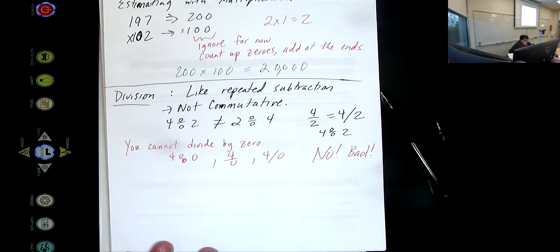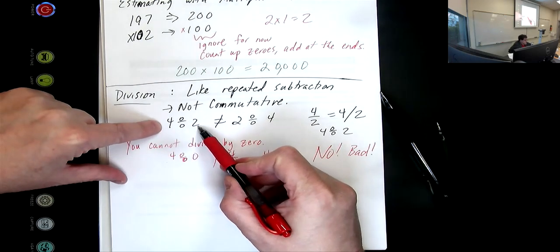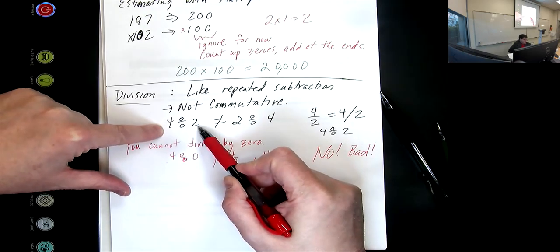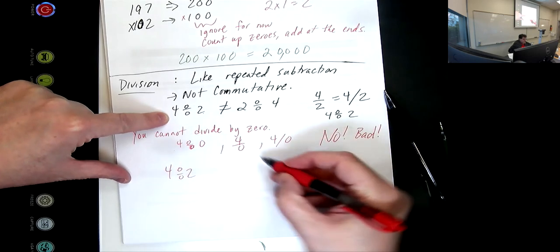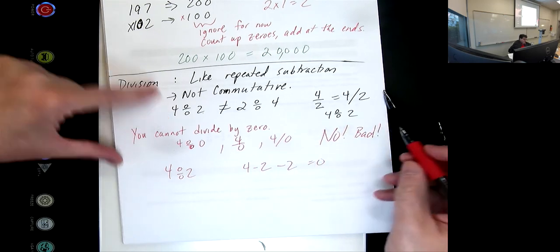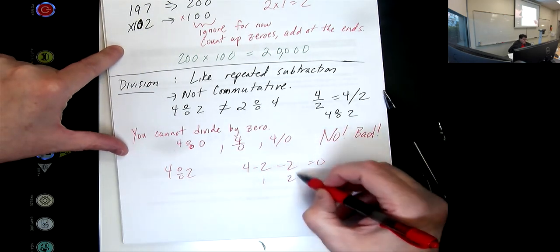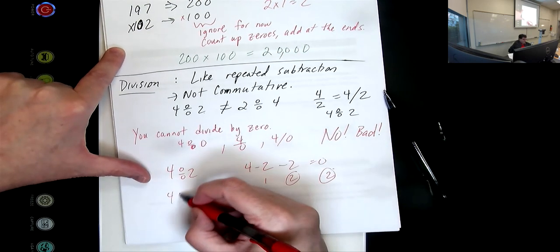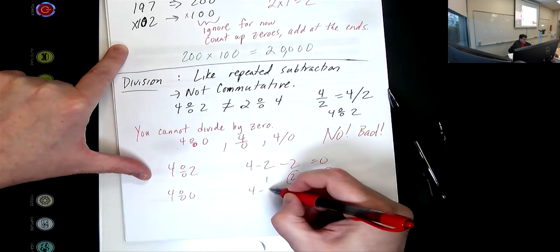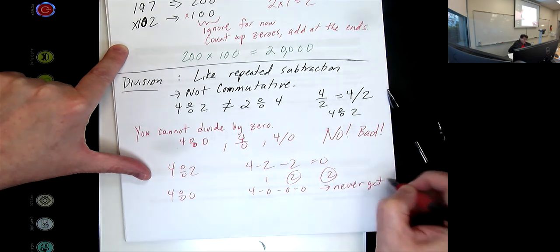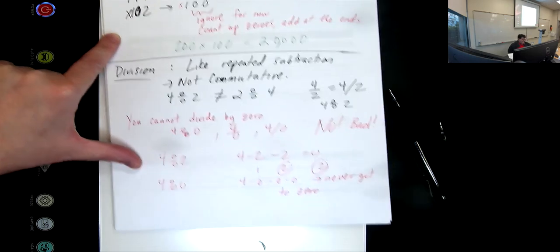The way I think about it is, with 4 divided by 2, I can keep subtracting 2 from the 4 until I run out. So 4 divided by 2 is like 4 minus 2, and then minus another 2, and then I get to 0. So I've taken it out 1 time, 2 times. 4 divided by 2 is 2. When I do 4 divided by 0, I go 4 minus 0 minus 0 minus 0, and I never get to 0. If you do the repeated subtraction, yeah, I never get to 0.